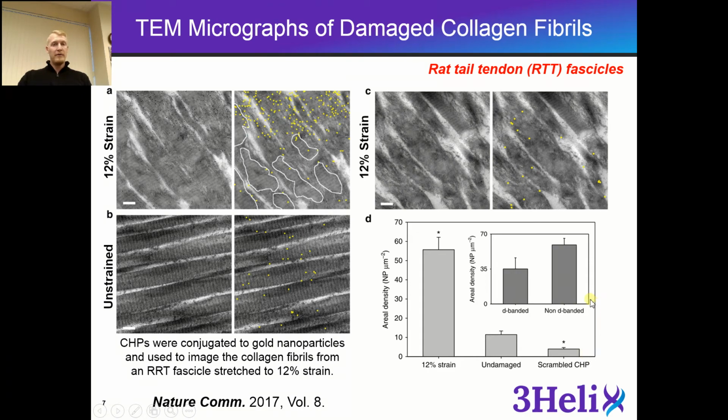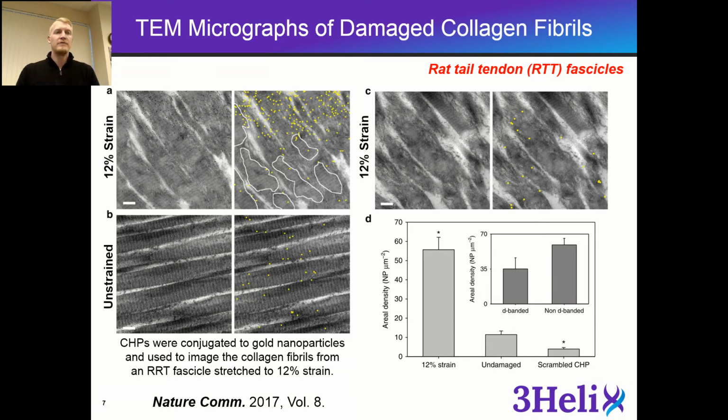We took it a step further, and when we evaluated the gold nanoparticle density within these banded regions, within these white outlined regions, you saw that most of the CHPs tended to bind outside these regions, where there is a higher amount of damaged collagen.